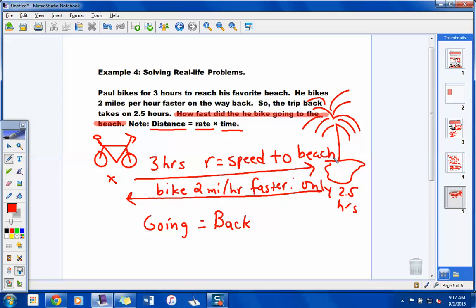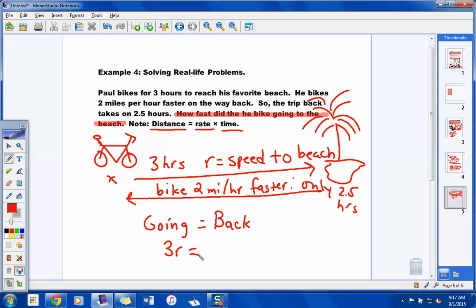Do we know his time? 3 hours, right? So what would an expression be if I was taking a rate times a time for going to the beach? 3 times what? R. Okay, 3R. That's going to equal the distance going back, which is the rate times the time. Do we know his rate at all? We just know he was 2 miles an hour faster, right?